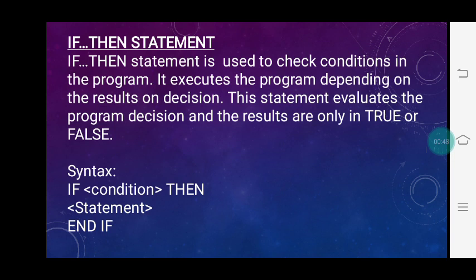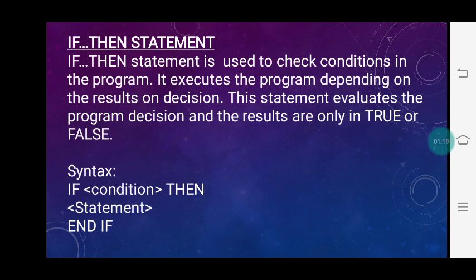So let us see the if then statement. The if then statement is used to check conditions in the program. It executes the program depending on the result of the decision. The statement evaluates the program decision, and results are only true or false. It gives the result in the form of true or false.